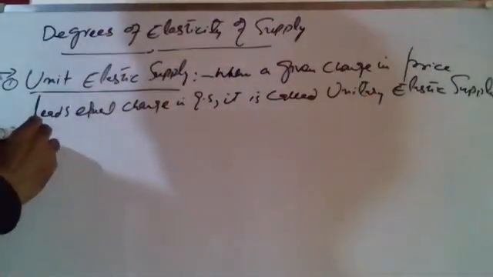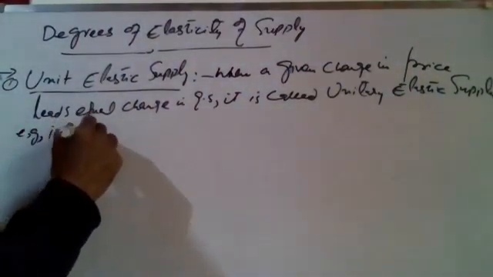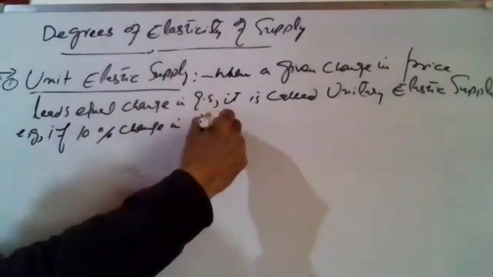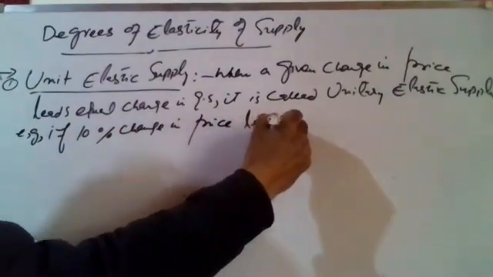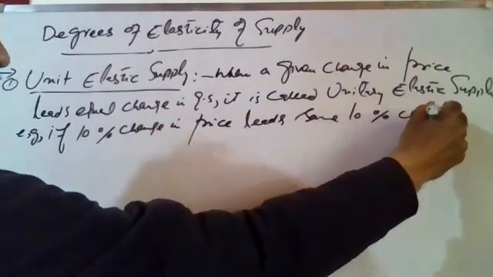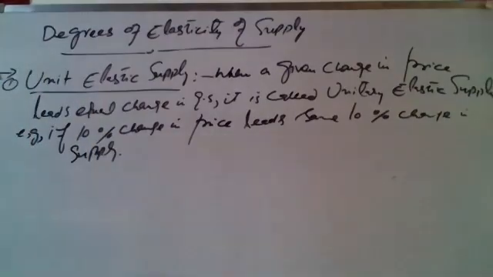For example, if 10% change in price leads to the same 10% change in supply. So price goes 10% up or down, supply also changes equal 10% up or down, then it becomes unitary elastic supply. ठीक है?